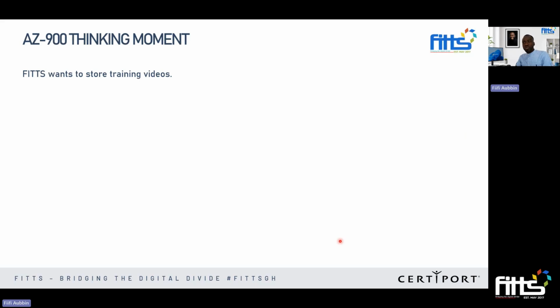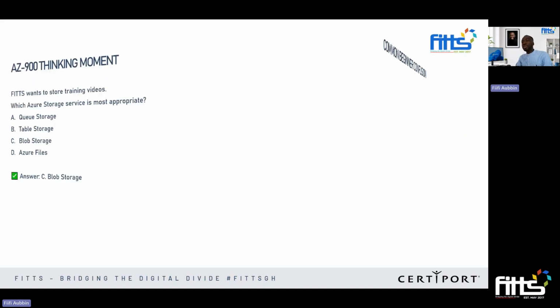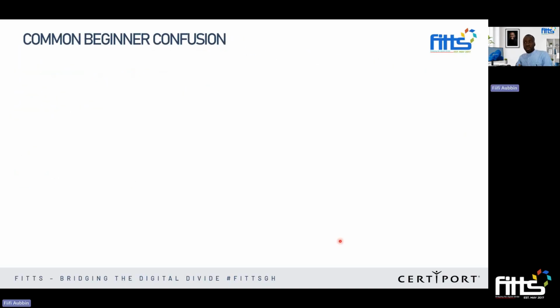So let's look at an AZ-900 exam thinking moment. FIT wants to store training videos. Which Azure storage service is most appropriate? Is it Queue Storage, Table Storage, Blob Storage, or Azure Files? So obviously the answer is what? Blob Storage. Good.